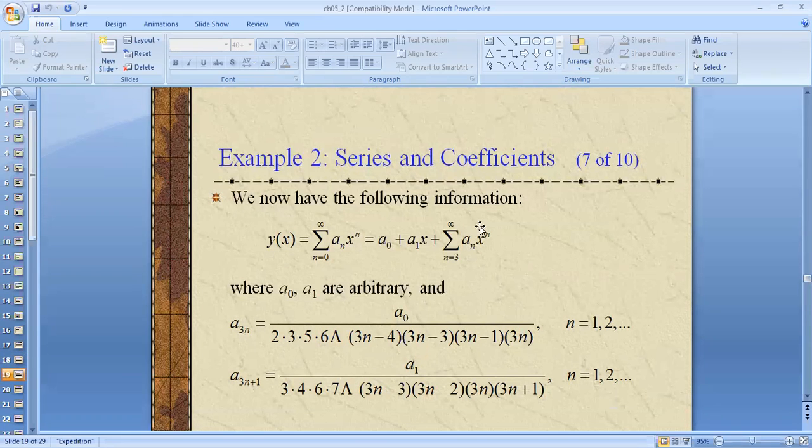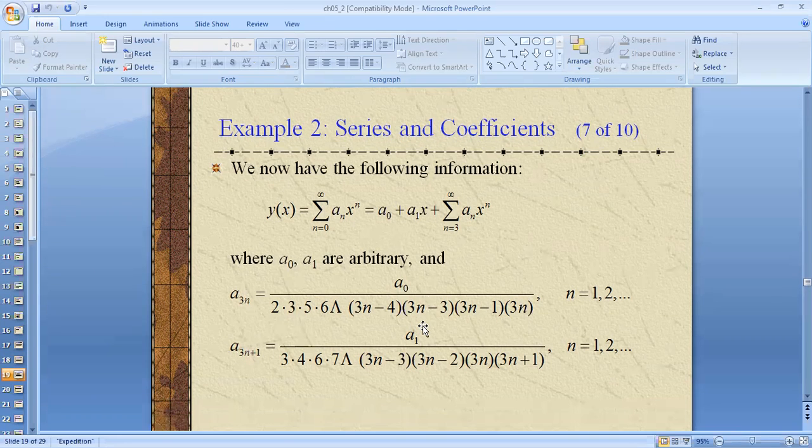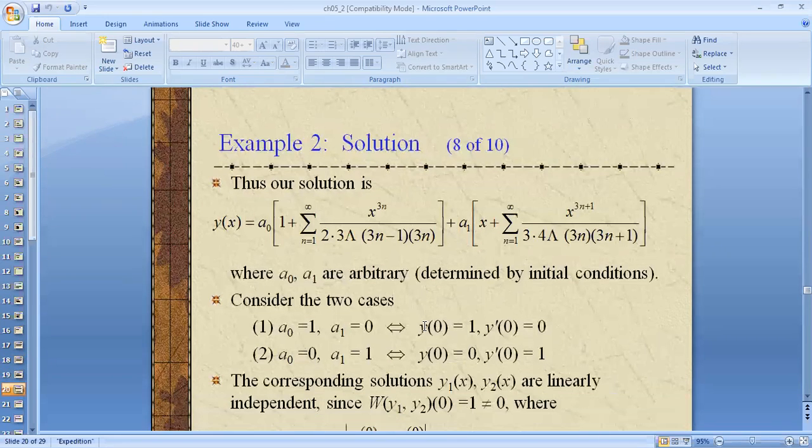Now this is actually the solution of our second order differential equation, and these are the indices for a3n, this is for even, and this is for odd. So this solution can be written as a power series for individual a0 and a1. For a0 equals 1 and a1 equals 0, we get y1(0) equals 1 and its first derivative equals 0, and similarly for the other case.